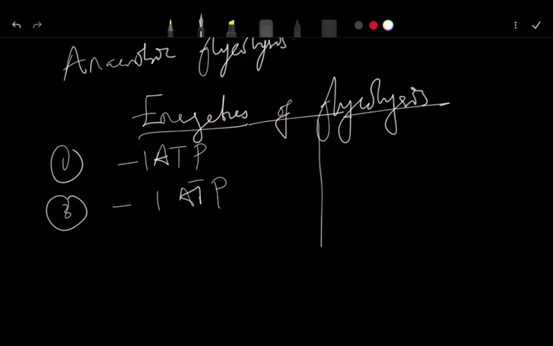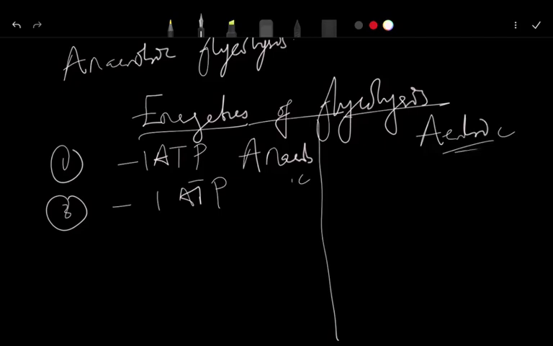This side is for aerobic calculation, and this side is for anaerobic calculation. Okay, I will do aerobic on this side, and I will do anaerobic on this side. Are you there with me? So step 1 we utilize 1 ATP. Step 3 we utilize another 1 ATP.